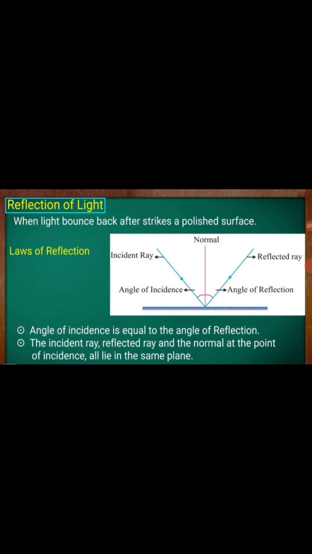Remember, the incident ray and the reflected ray make an angle with the normal. With respect to the incident ray we call it the angle of incidence, and with respect to the reflected ray we call it the angle of reflection. So the laws go like this: the angle of incidence is equal to the angle of reflection. The incident ray, reflected ray and the normal at the point of incidence all lie in the same plane. So when I say angle i is equal to angle r, that is nothing but the angle of incidence is equal to the angle of reflection.